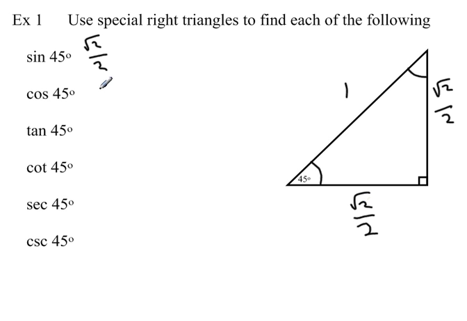Cosine is adjacent over hypotenuse, and we see the same thing happening. Now tangent, let's think about this. Tangent is opposite over adjacent. Before you write that all out, just realize that, hey, those two quantities are the same. So if you put one over the other, you'll get a value of 1.